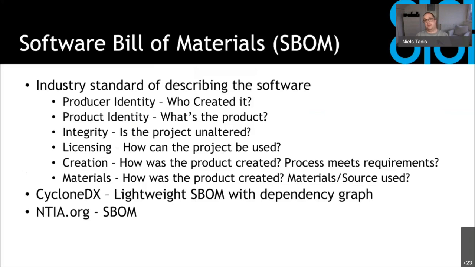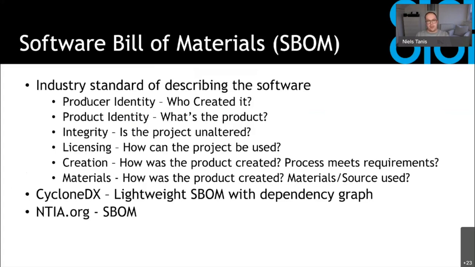Who created it? What's the product? Do we have a guarantee if the product is altered or not, right? How was the product created? Which source code was used? Maybe also what type of quality assurance was done. So there are different answers. There's different stuff you can put inside the software bill of materials, and it's of course quite abstract.